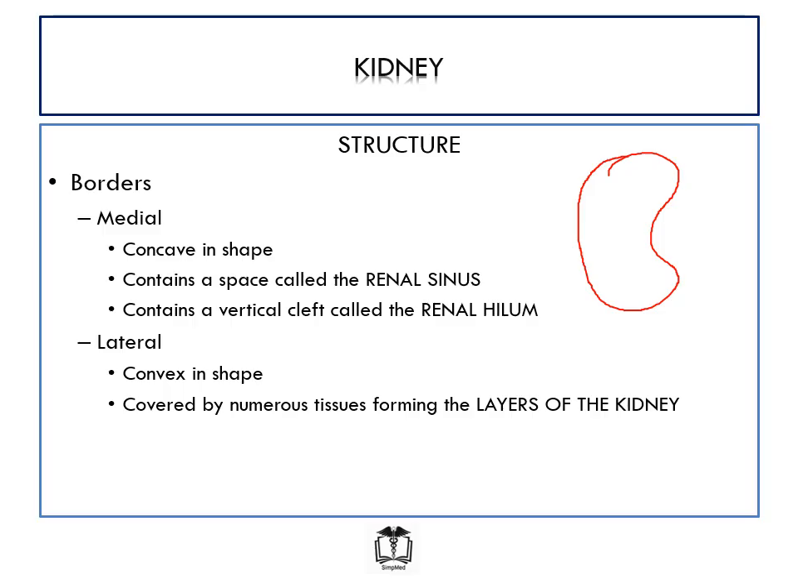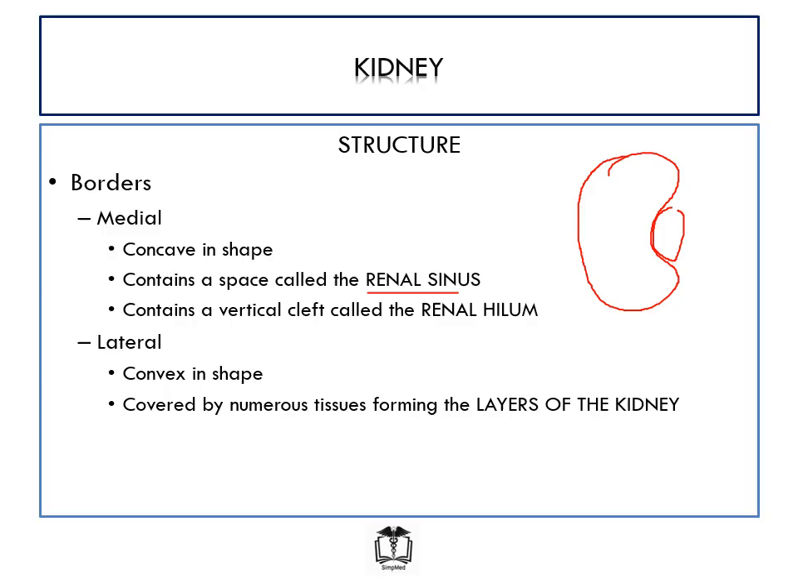So it's concave, and the reason why there's this indentation is because there's a space that is formed by this indentation. The space that is formed by the indentation on the medial border is known as the renal sinus, and it serves as the entry point for various structures into the kidney or structures that are coming out of the kidney. The medial border also contains a vertical cleft, also known as the renal hilum.